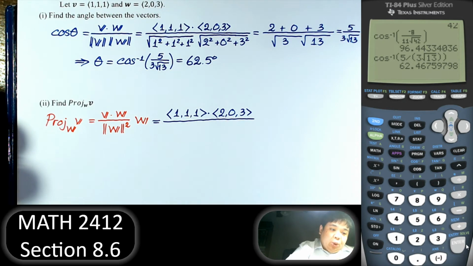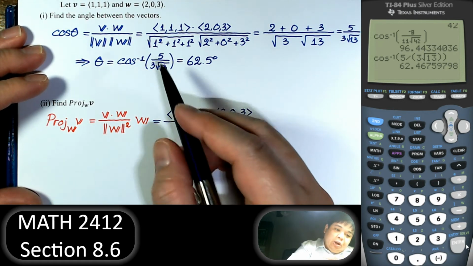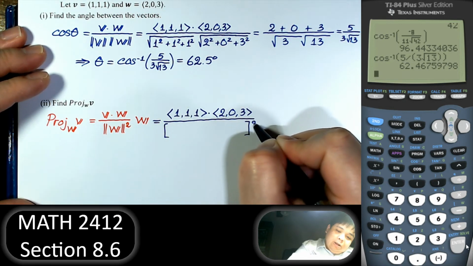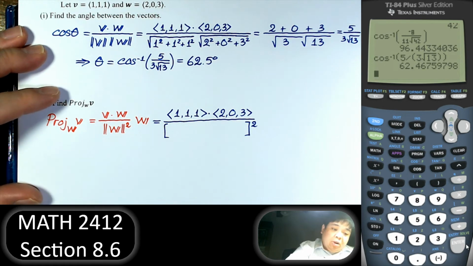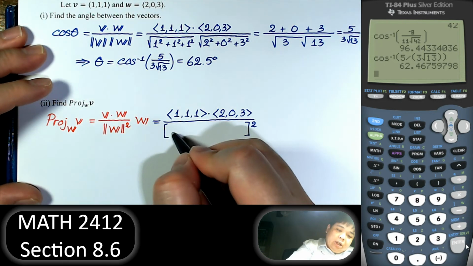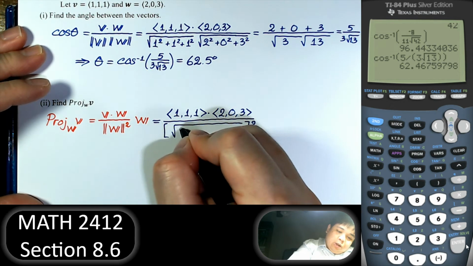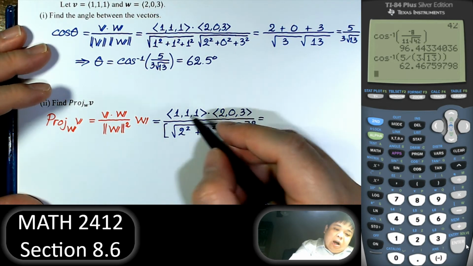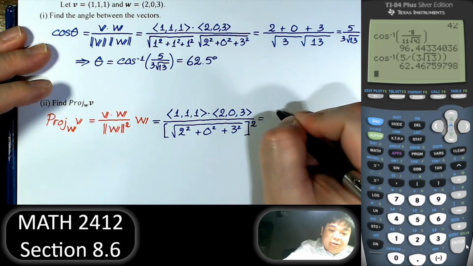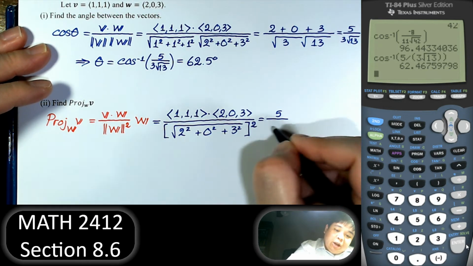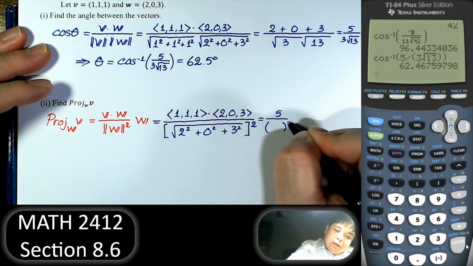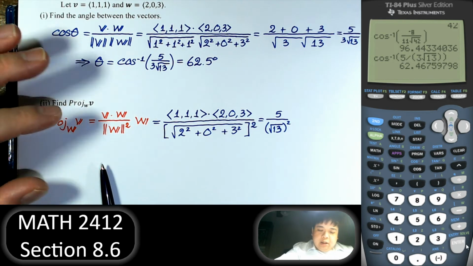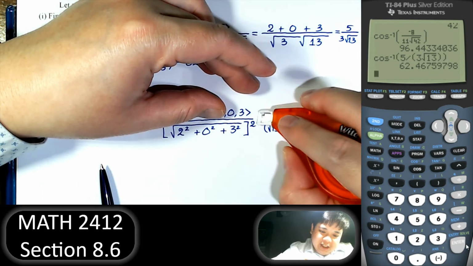And then vector w is 2, 0, and 3, so we have the square of the magnitude of w. W is 2, 0, and 3, so we have the square root of 2 squared, 0 squared, and 3 squared. Once again the dot product we already did, which is 5. And here we have the square root of 13. I forgot to multiply by vector w, sorry.